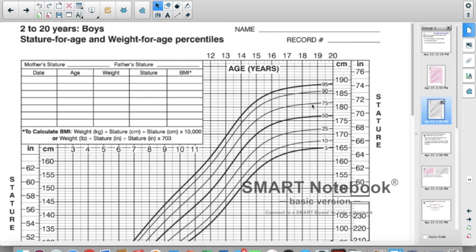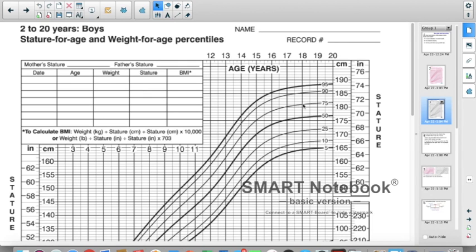So for example, let's say we have an 18-year-old. Say you're 18 right now, you're a male, and say you were right around 71 inches tall. So you're right around 71 inches tall, which is just about 6 feet.